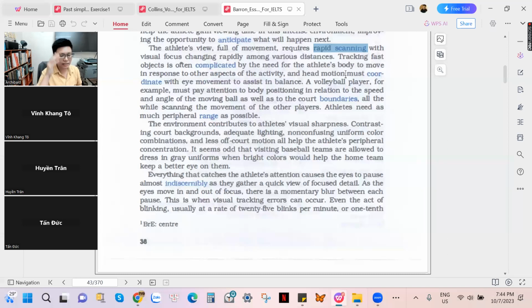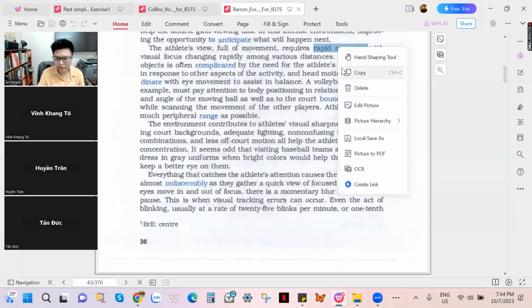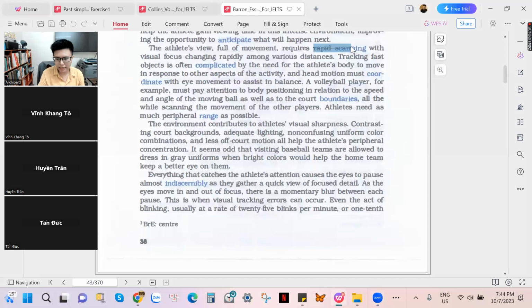So here they are talking about the athlete, a sports person. So let's try to understand these phrases. We have the first phrase, rapid scanning, and the second phrase, visual focus, various distances. So here, visual focus, various distances, and scanning. These are the words that we need to filter out again in the context of the athlete's view.